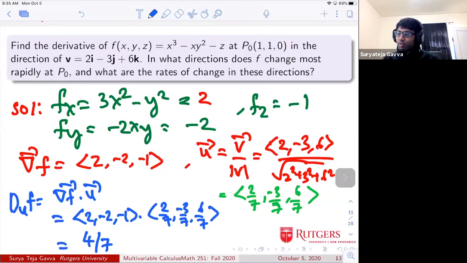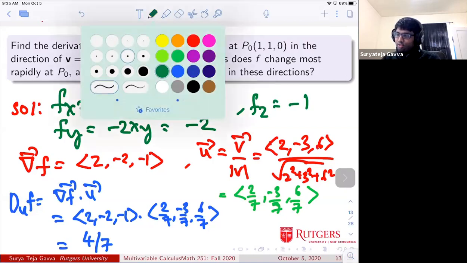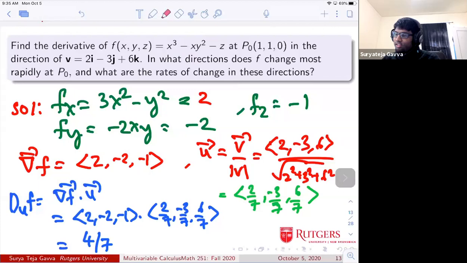But you want to understand in what direction. This might not be the most rapid direction. What is the direction in which it changes the most? So for instance, along the x direction, we already saw that the rate of change is 2. And along the y direction, it is decreasing at a rate of 2. Along the z direction, it's changing at a rate of minus 1. So what would be the direction in which it changes the most?